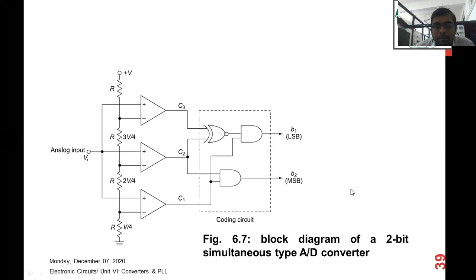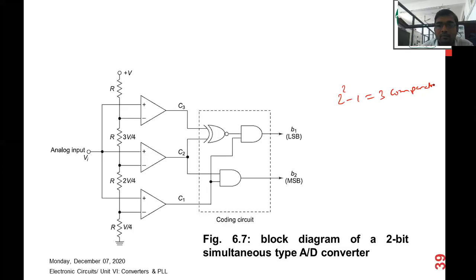So this is the basic block diagram of the 2-bit flash type or simultaneous type A to D converter. Please note down the diagram, which we have also implemented in the practical session. You can see here, if you look at the block diagram of this 2-bit A to D converter, as per the formula 2 raised to the power n minus 1, here we require 3 comparators.